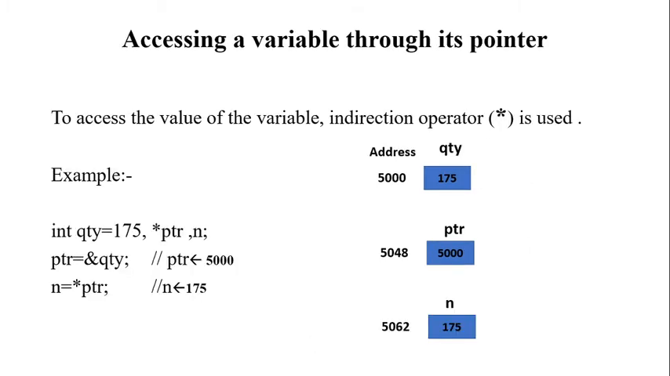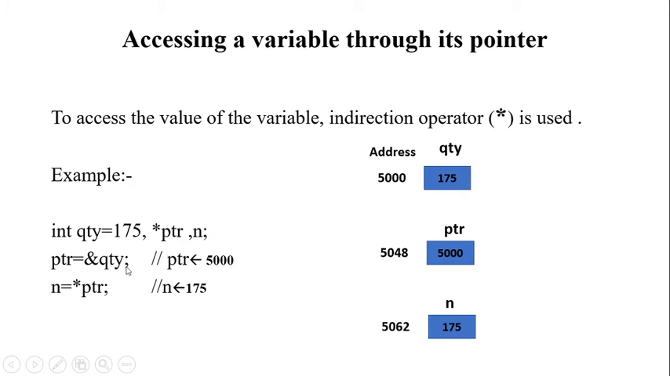Then accessing a variable through its pointer. By using a pointer, how can we access a variable? To access the value of the variable, the indirection operator star is used. So star is known as the indirection operator. In order to access the value of the variable, we can use the indirection operator star. Let us see an example again. Int qty is equal to 175, int star ptr, int n. The memory will be allocated for qty, ptr and n.